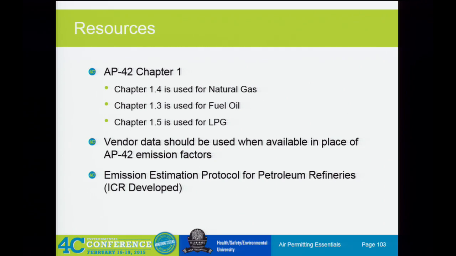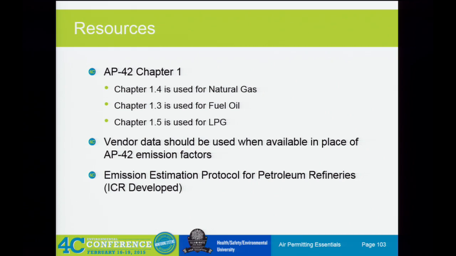There are also emissions factors in AP 42. You can see chapter 1.4, or 1.3 if you're using a liquid fuel. And then the liquid petroleums are going to be in 1.5. If you have vendor data, then use your vendor data. Or if you have stack testing, then use your stack testing. And if you're at a refinery, then you can look at the refinery protocol as well.